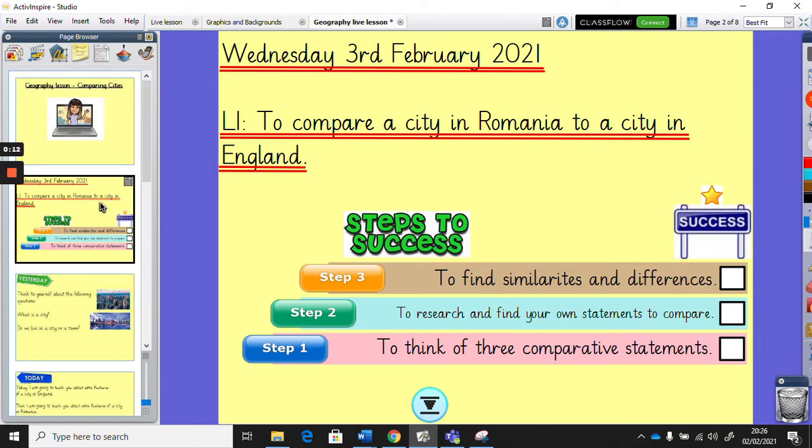So today is Wednesday the 3rd of February 2021 and our learning intention today is to compare a city in Romania to a city in England. Our first step today is to think of 3 comparative statements, and we will talk a little bit more about what that means. Step 2, to research and find your own statements to compare. And step 3, to find similarities and differences between the 2 cities.